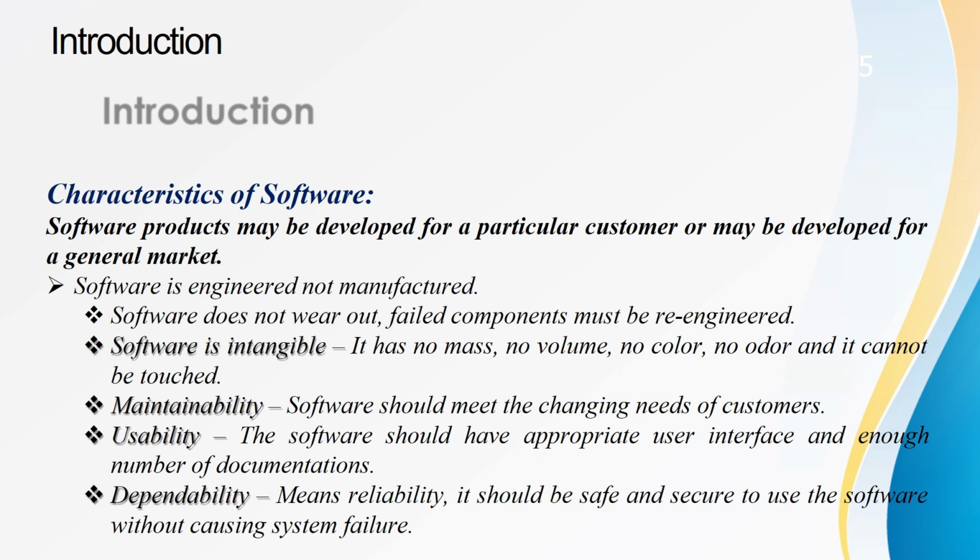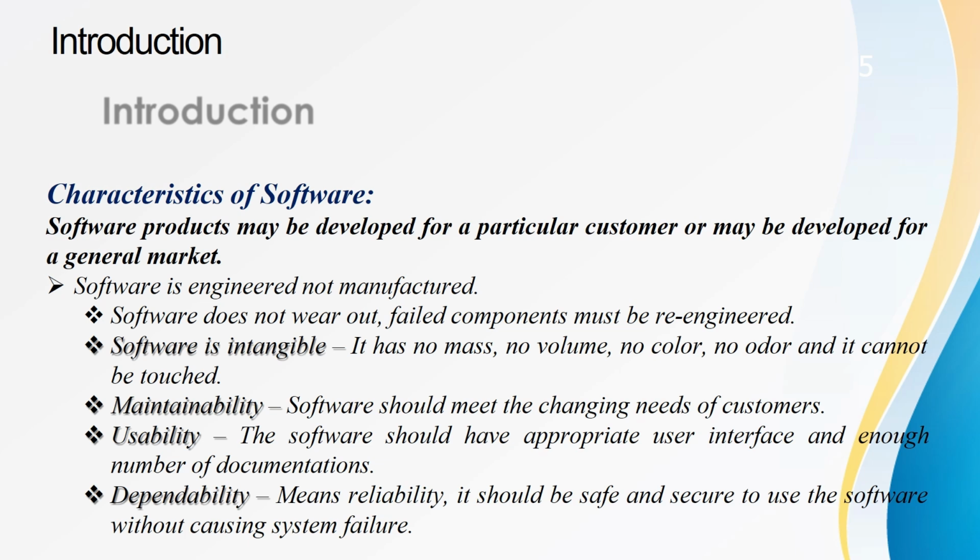Then dependability. What is dependability? It means reliability. It should be secure to use without causing any system failure. That is called dependability. So these are the characteristics of software: it should be intangible, maintainable, usable and dependable. If all these characteristics are satisfied, then only it will be a good software product.